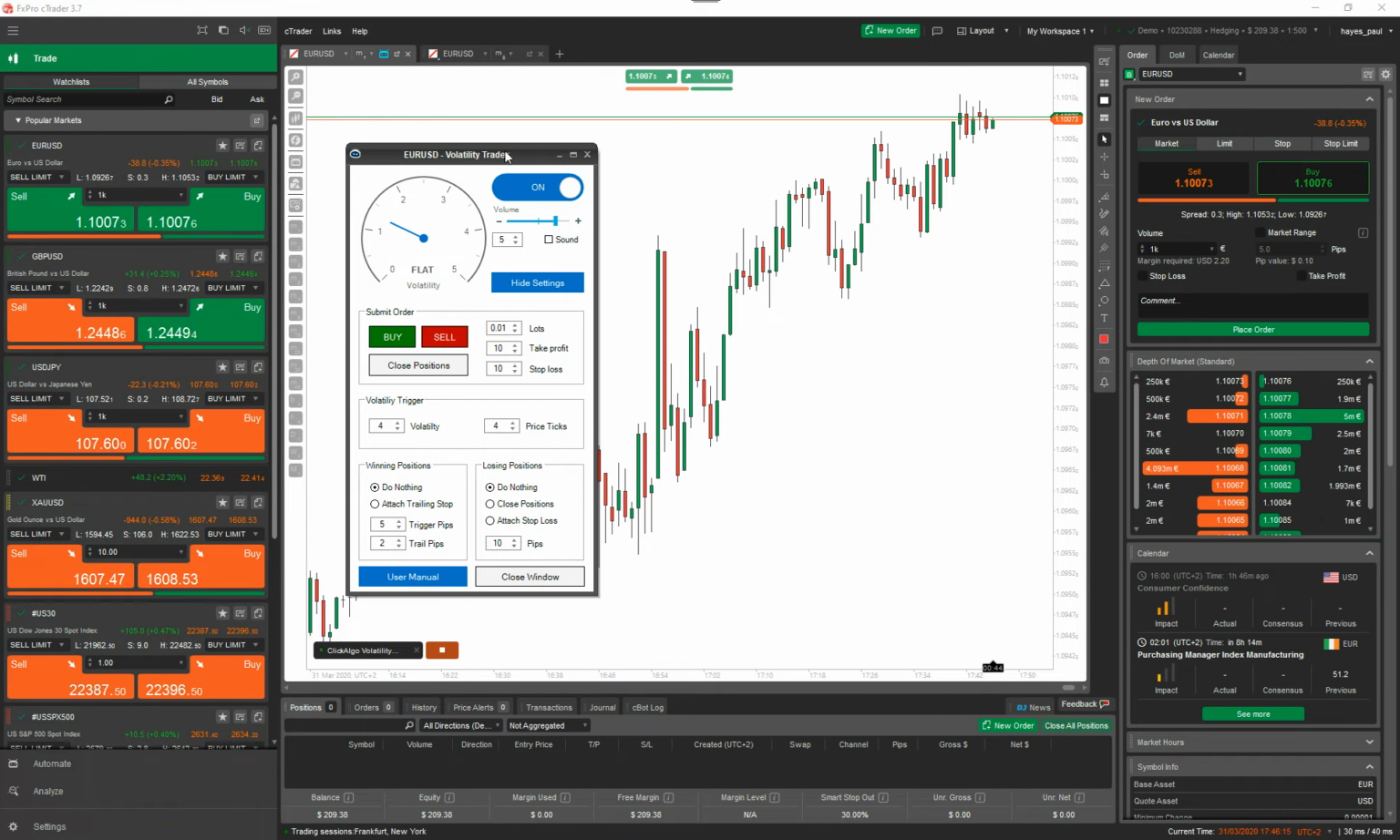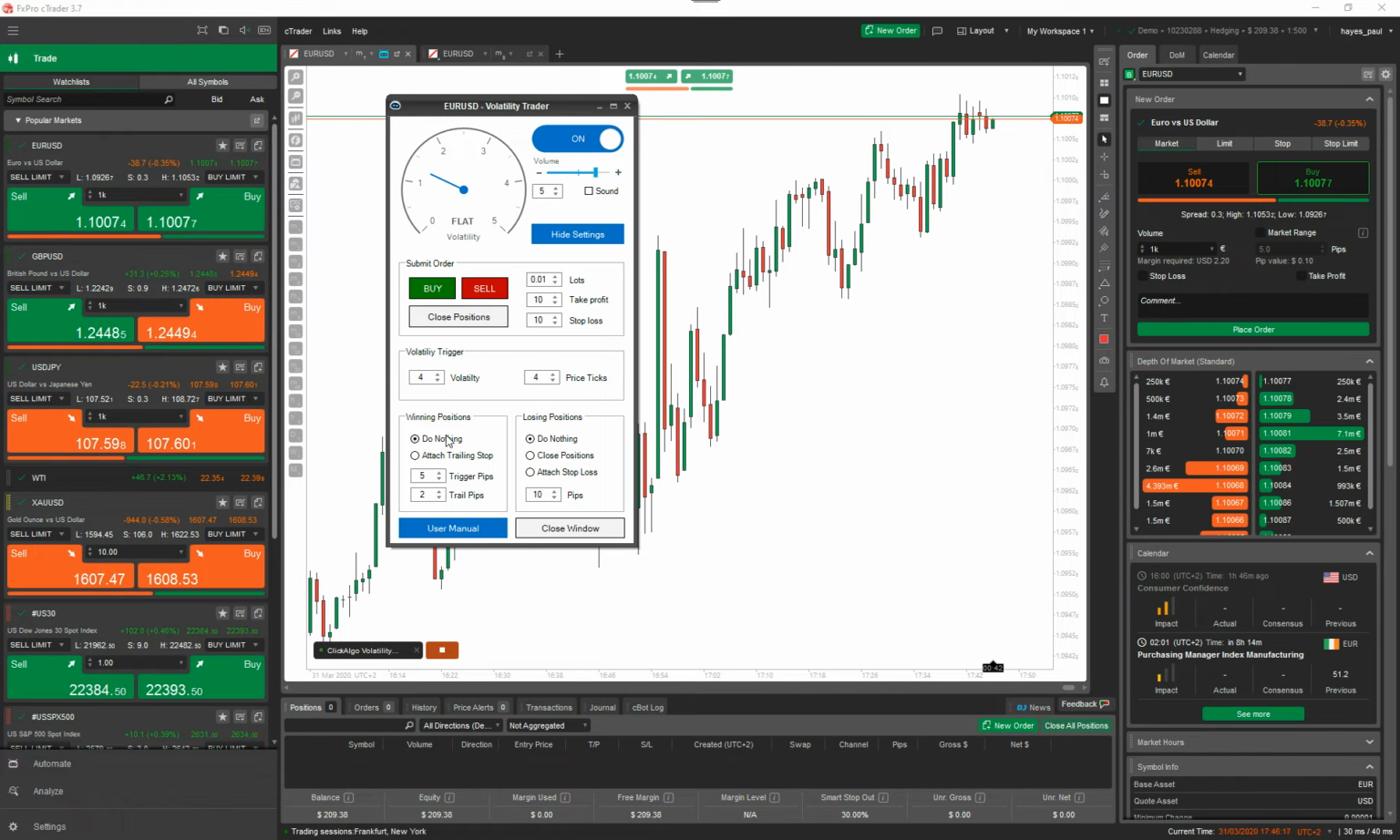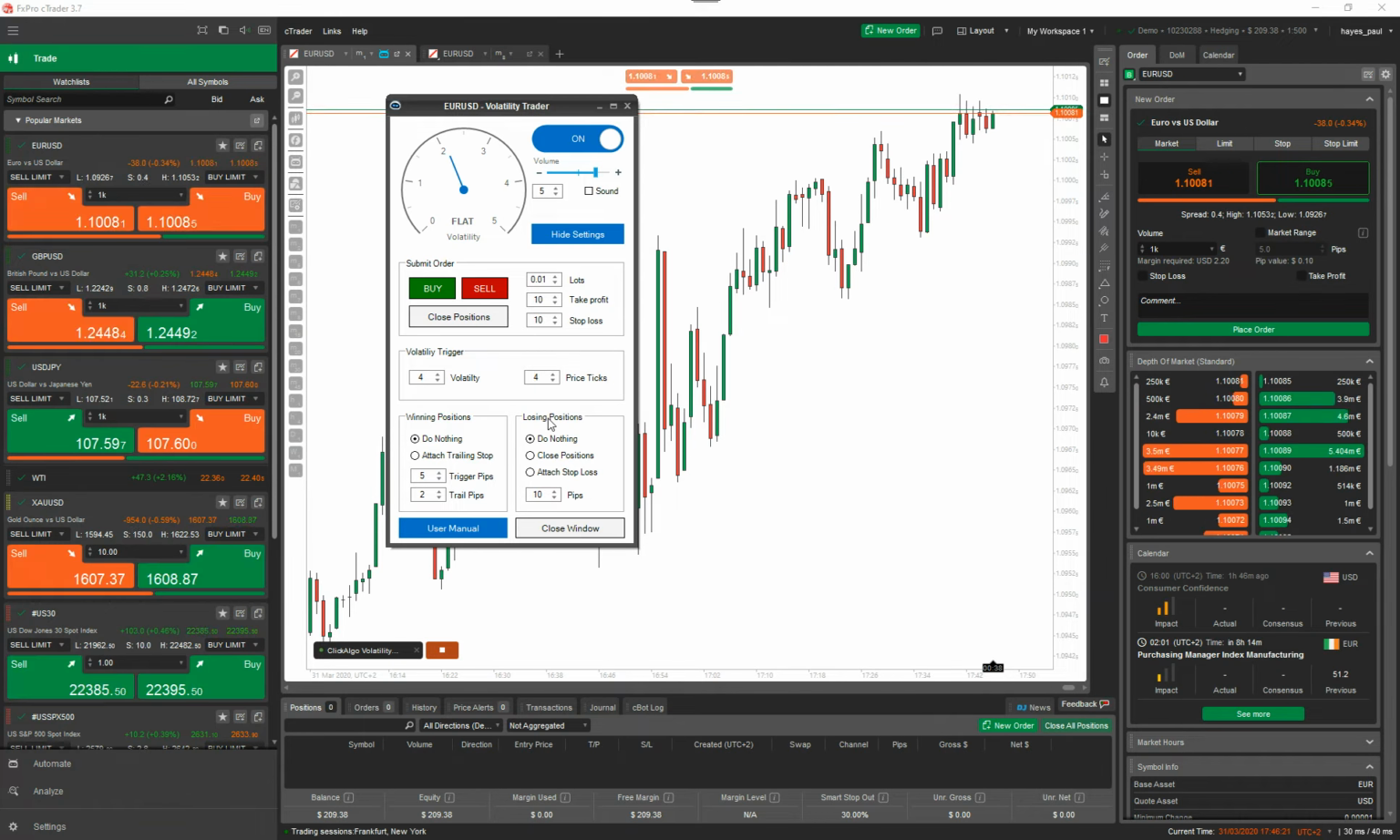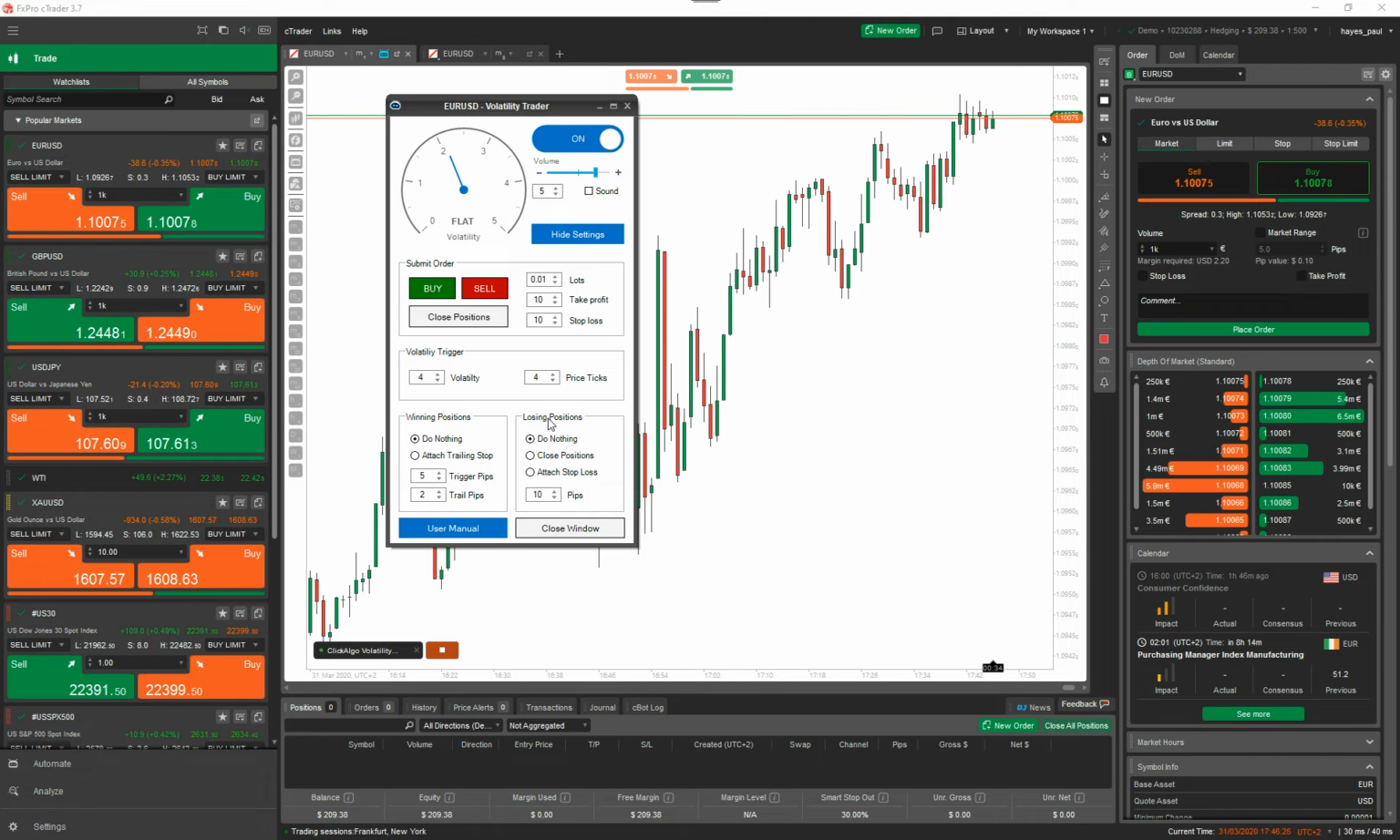The most useful part of it is the winning positions and losing positions you've got down here. So the whole idea is you've got automated robots running, or you've got open positions, and you want to protect those positions when a market event happens. At the moment, we have the news release manager that most of our automated trading systems use, but you might not have that ability to use that.